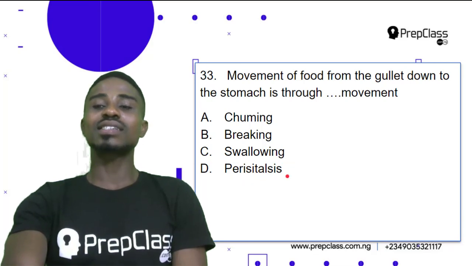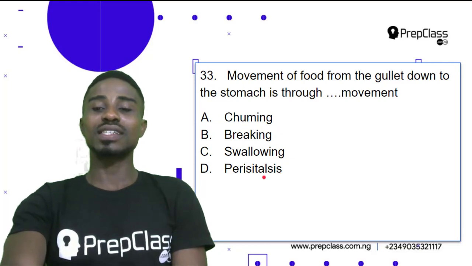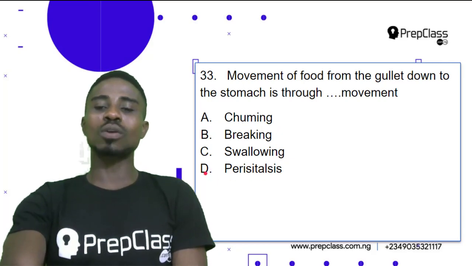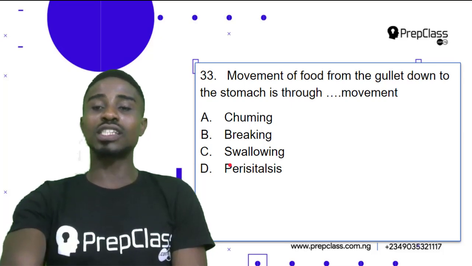Peristalsis. This is the downward movement of food from the gullet to the stomach. It is not chewing or breaking or swallowing. It's called peristalsis. Now, when you look at some animals called the ruminant animals, they regurgitate their food.